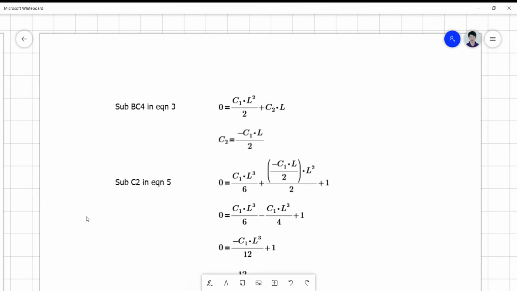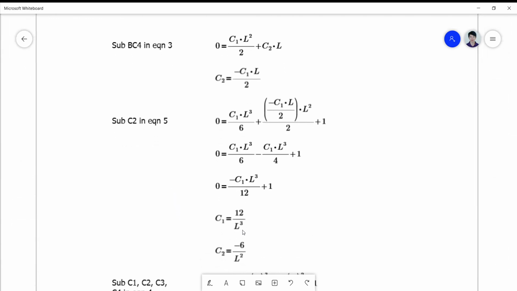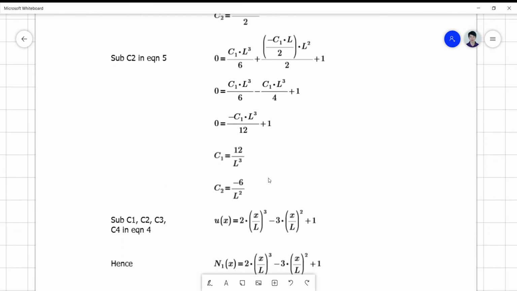Okay, substituting bc4 in equation 3, 0 is equal to c1 L squared over 2 plus c2 L. We get c2 is equivalent to negative c1 L over 2, in which c2 can be substituted back to equation 5 to get your c1 value. Okay, so you just simplify this expression and you will yield a c1 value of 12 over L cubed. And then going back to this equation, c2 can be solved as negative 6 over L squared.